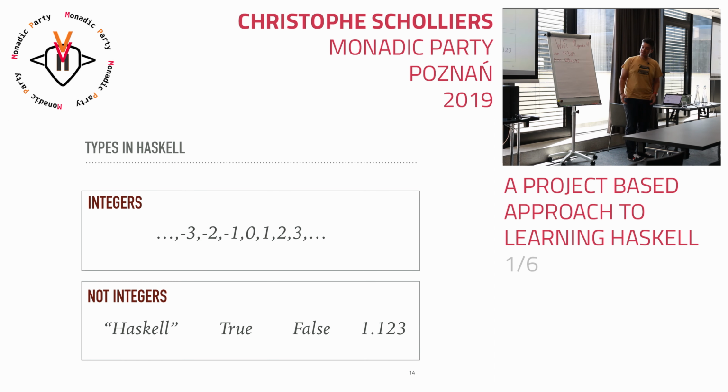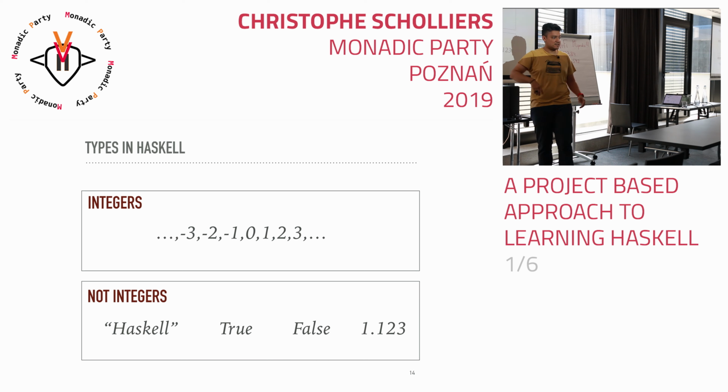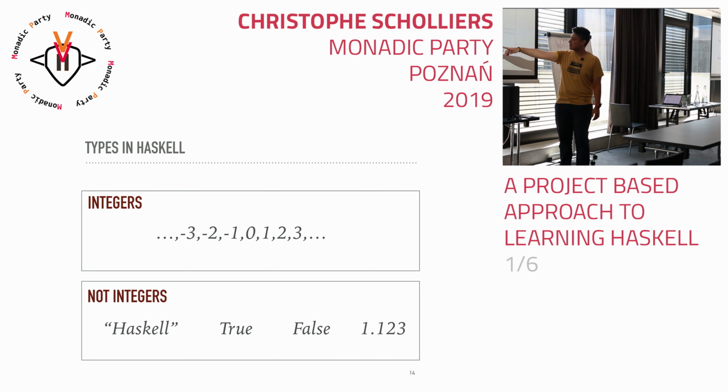So this was the analogy. Let's now take this into Haskell. So we have integers, for example, and then we have not integers. Yeah. So the Boolean types, floats, and strings, which are lists of characters in Haskell.